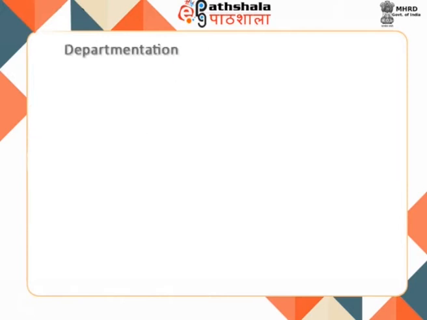Let us now try to understand the concept of departmentation. In case of large organizations, it is not possible to handle all the activities or functions by the owner himself.